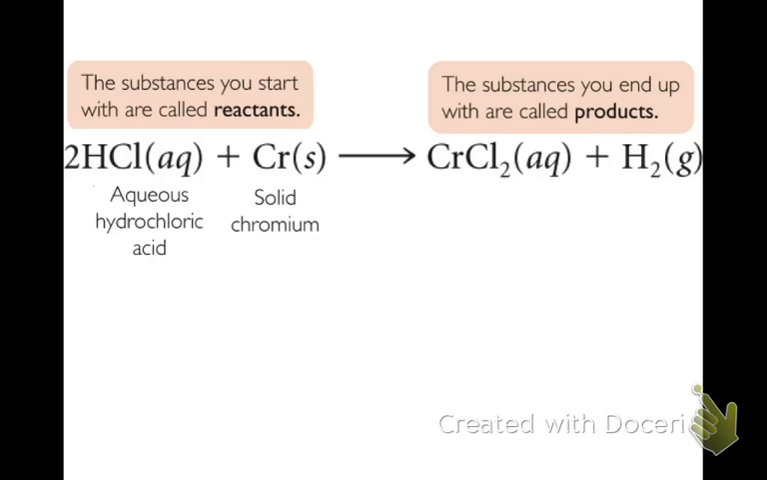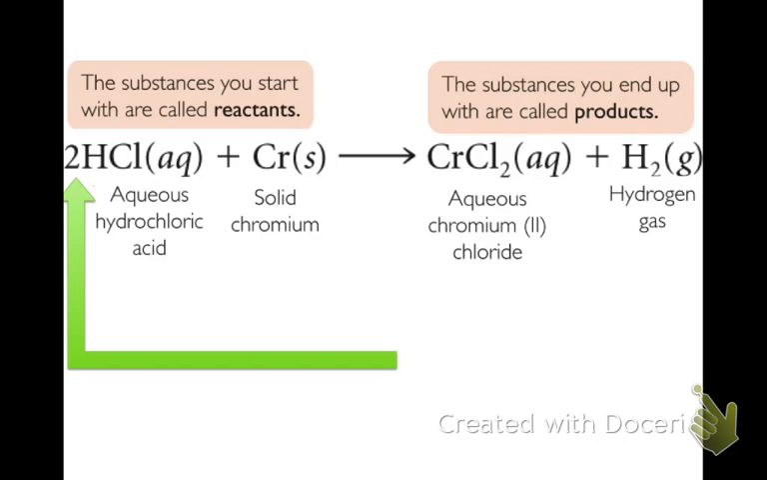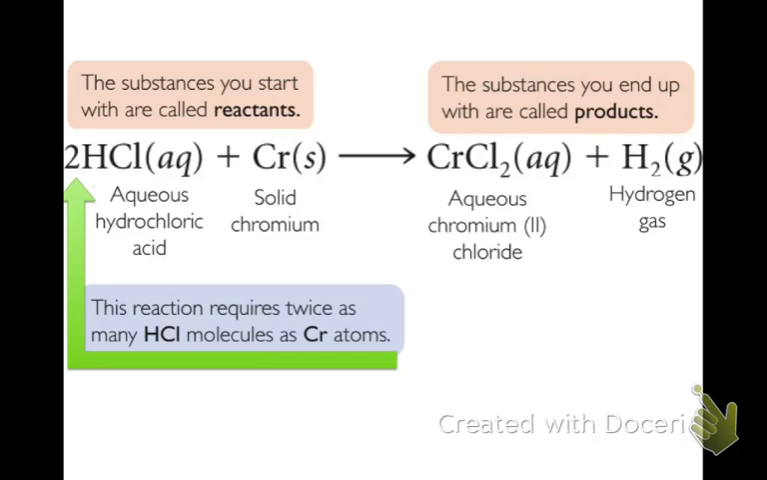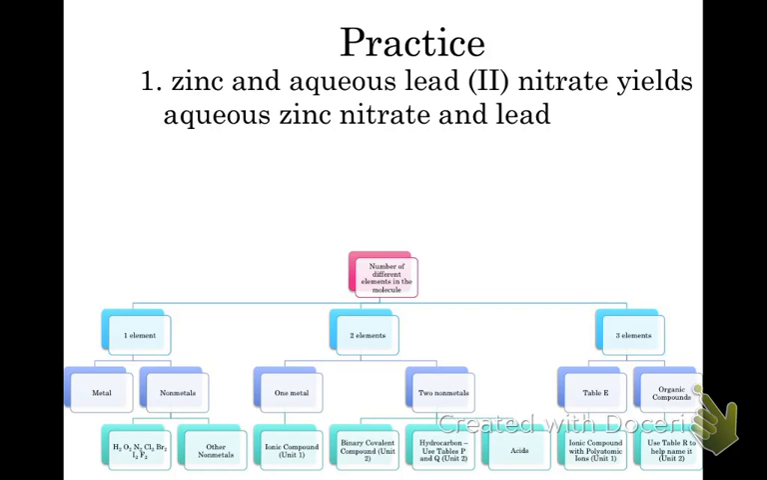Aqueous hydrochloric acid is added to solid chromium to produce or yield aqueous chromium(II) chloride and hydrogen gas. Those numbers in the front of the chemical formula represent the fact that we need twice as many HCl molecules as we do Cr atoms in order to produce those products. So let's do a little bit of practice.